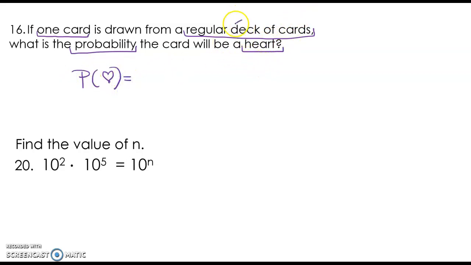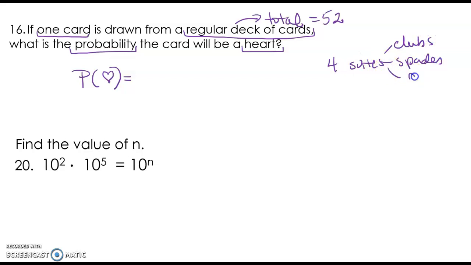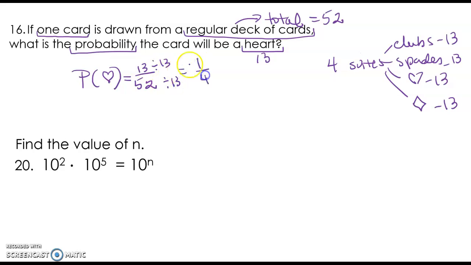Okay, so in total, the number of cards in a deck is 52. There are 4 suits. You know, there's clubs, spades, hearts, and diamonds. For each one of these, there are 13 cards, making up 52 total. So there are 13 hearts out of 52. Now what I know about this is that 13 will go into 52. 52 divided by 13 is 4. So if I divide this by 13 and I divide this by 13, I get 1/4 as my probability.